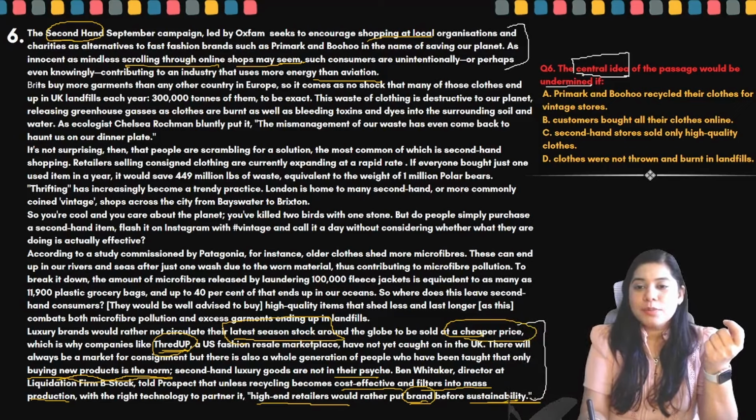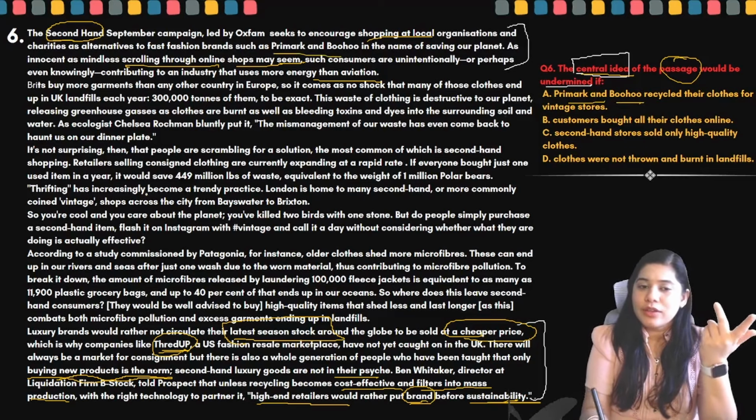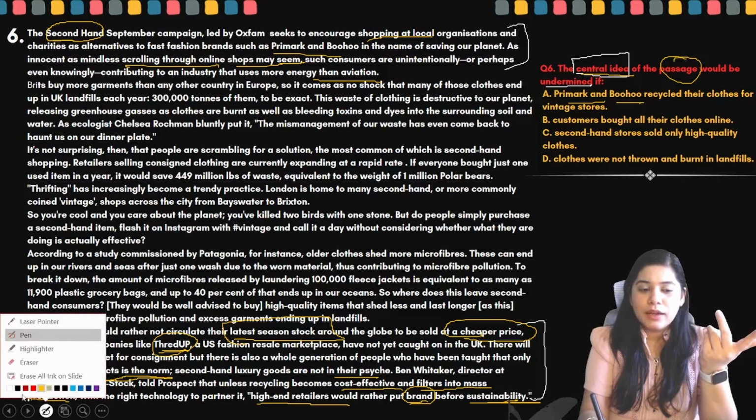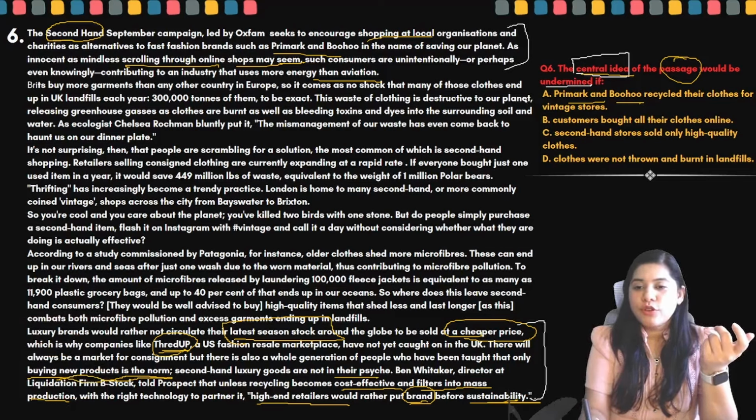So see, the question is the central idea of the whole passage. First of all, Primark and Boo are not even the overall point. How many times do you see these brand names? Only in the first paragraph. So Primark and Boo are not going to represent the main idea, let alone weaken or undermine it. So their clothes for vintage, no.